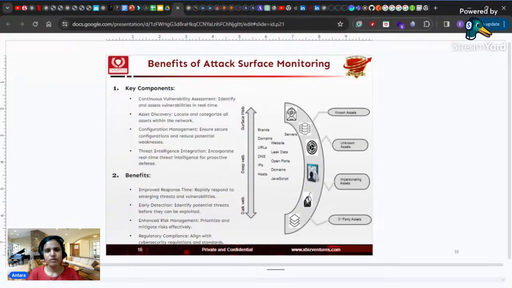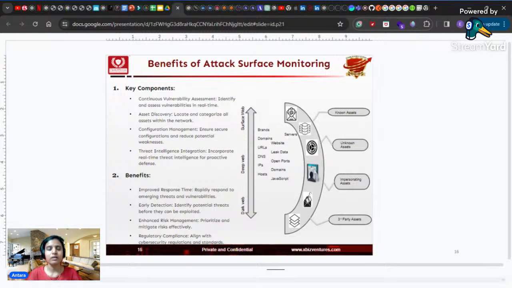So what are the benefits of attack surface monitoring? First, it gives you continuous visibility. It gives you an understanding of what your external security posture looks like. It also gives you visibility into the assets that you basically own.